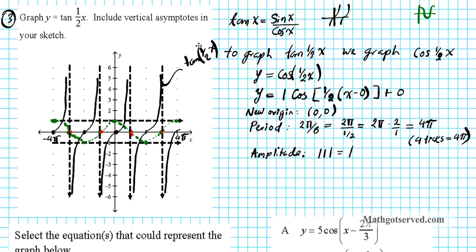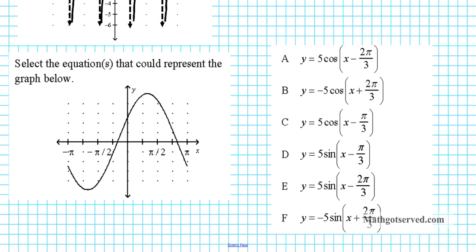Okay, let's take a look at another example. All right, it says select the equations that could represent the graph below. Okay, so this is number 4. So this is a trig function that has been phase shifted either to the left or to the right. I want to consider a phase shift to the right here. That's the closest maximum. So let's draw our new y-axis somewhere over here.